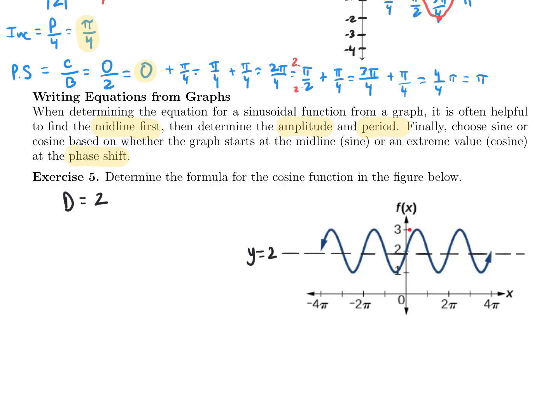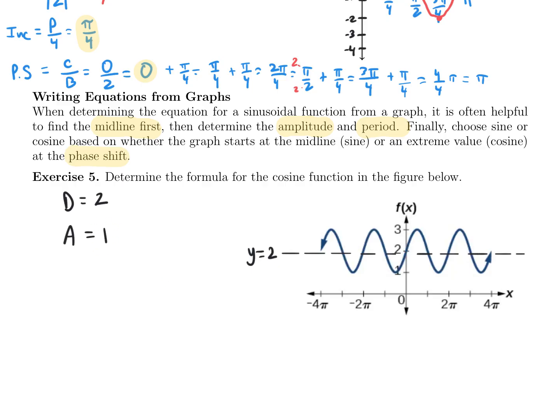You just take the highest point minus the midline. So 3 take away 2 is 1. So A is 1. And then you have to figure out whether it's positive 1 or negative 1. Well, because it's going up first, that means that it is going to be positive. If it had been going down first from 0, then it would have been negative 1. But since it's going up first, that means it's positive 1.